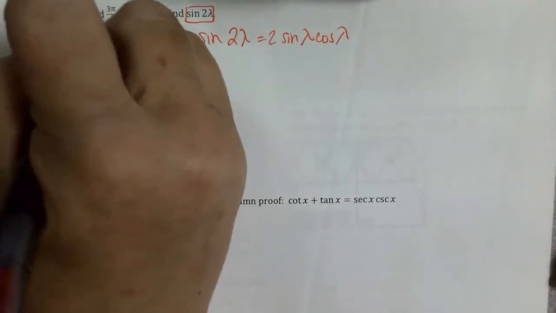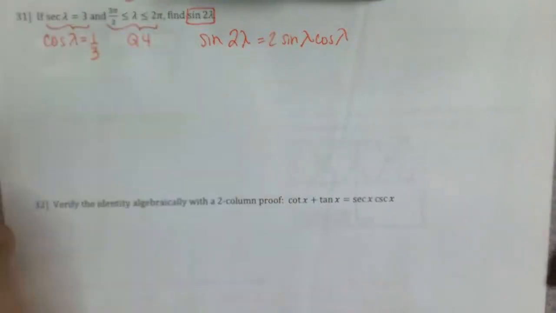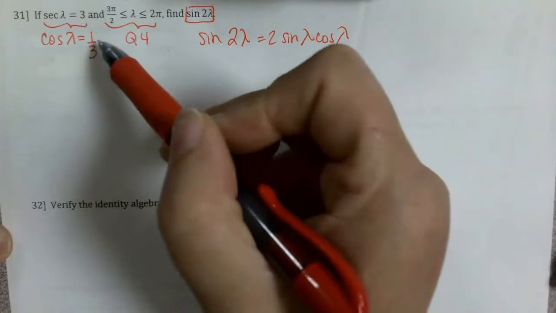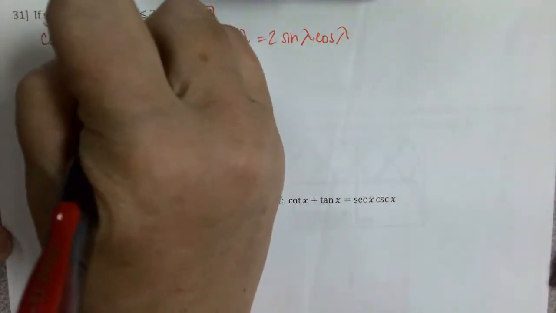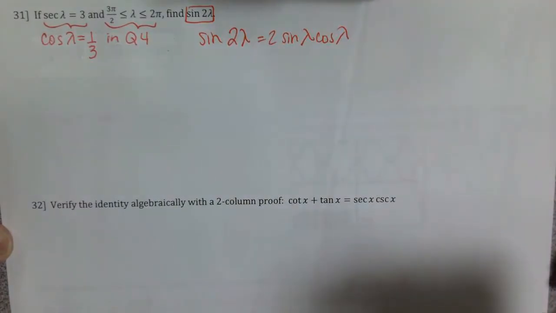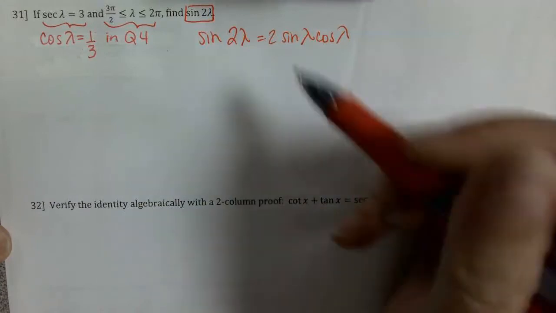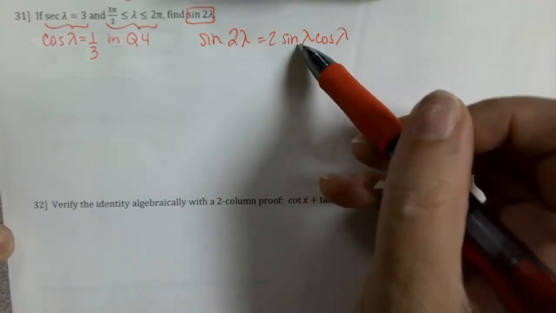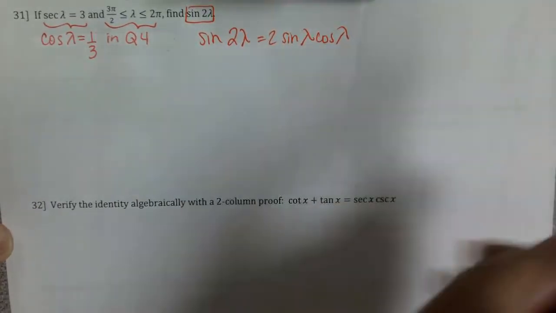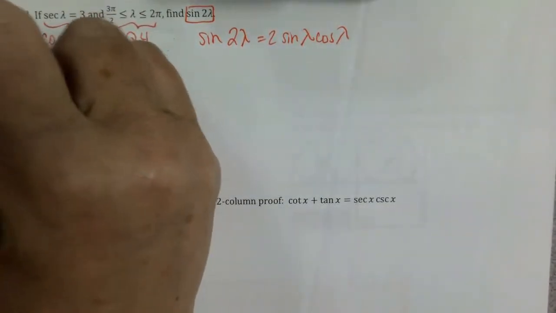And secant, we know, is the reciprocal of cosine. So the cosine would be the reciprocal of 3, which is 1/3. So the cosine of lambda is 1/3 in quadrant 4. So we know the cosine of lambda, but we don't know the sine. And to find the sine, we're going to need our Pythagorean identity.